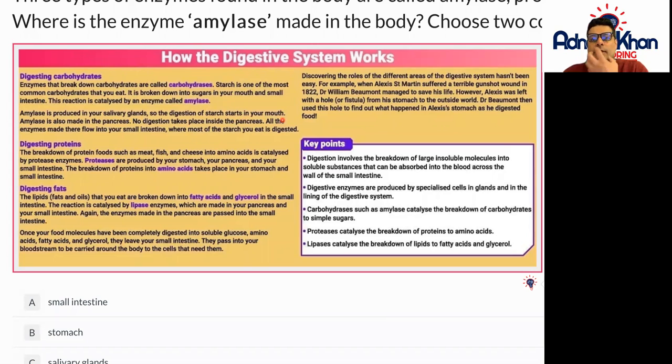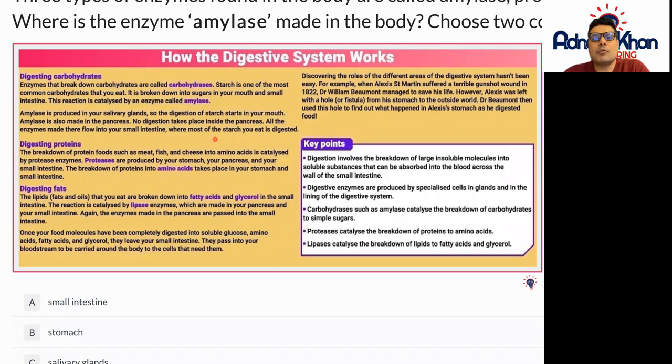As soon as you put some food in your mouth, that's the beginning of the digestive system. Amylase is also made in the pancreas. No digestion takes place inside the pancreas, though. All the enzymes made there flow into your small intestine, where most of the starch you eat is digested. Enzymes are chemicals in your body that break down the food molecules in your small intestine.